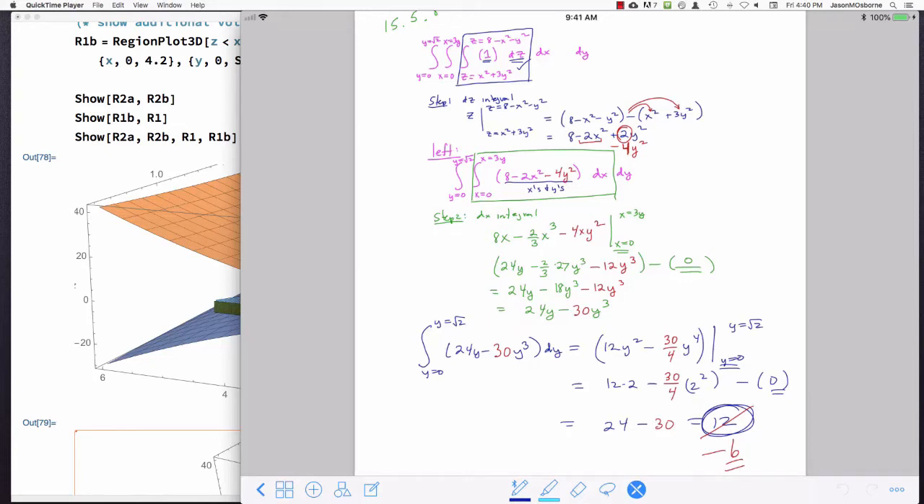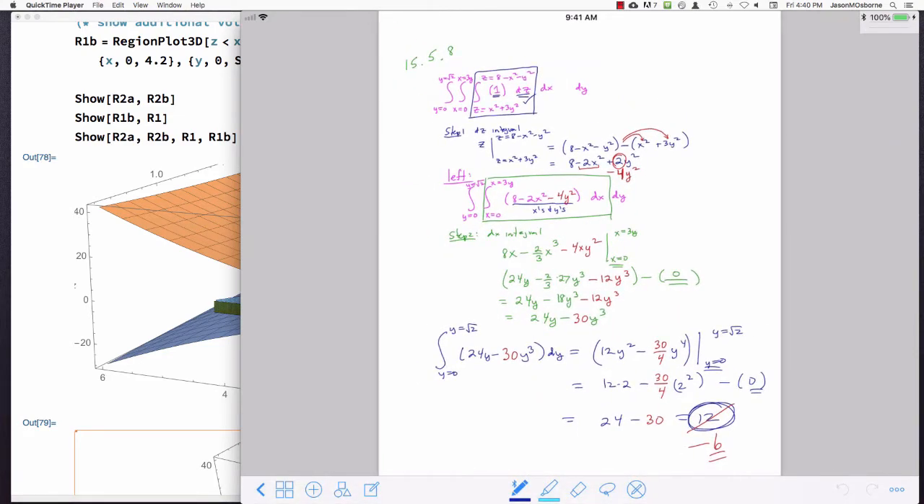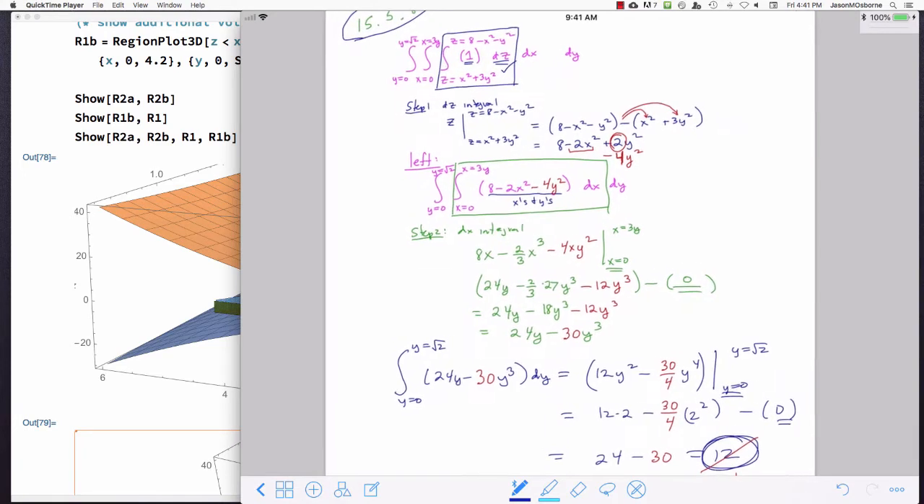In this video, we add an addendum to the last video that was done on this problem. The last problem, we were looking at section 15.5, problem number 8 from the homework. And we had made a small little mistake.